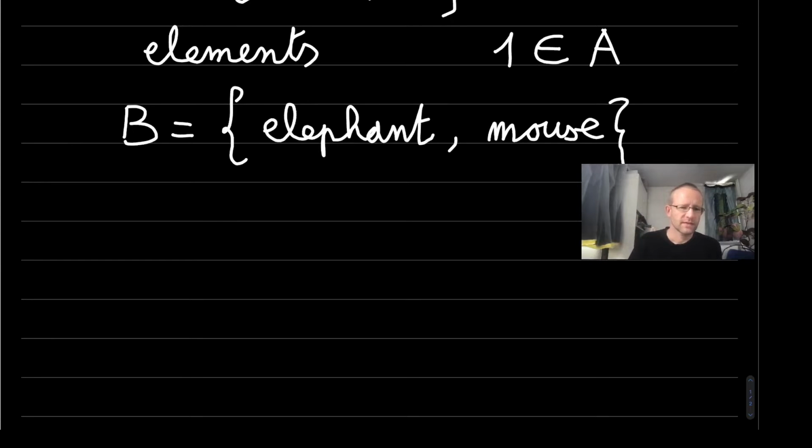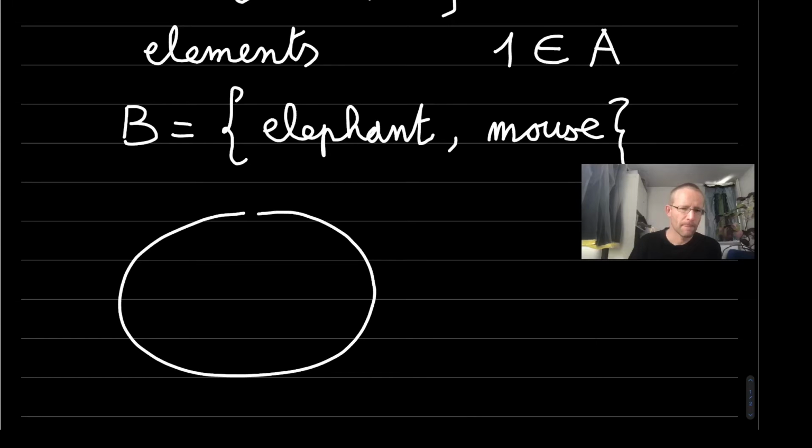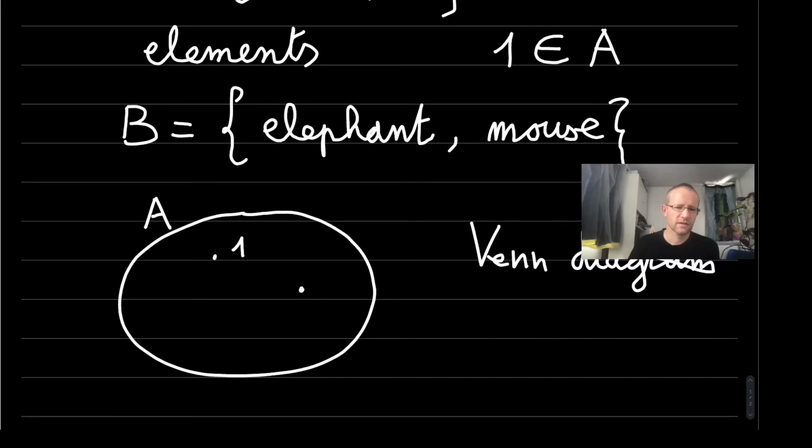We can represent a set using a Venn diagram. It is labeled by the name of the set, and inside the ellipse, we put a dot for each element, which we also label.